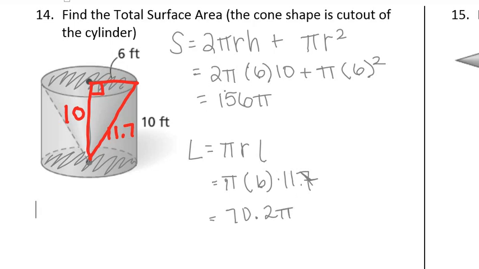So now the total surface area, we're going to have to add this surface area and this one right here because this is the part that we can touch. It's on the surface. It's on the outer part. So I'm going to put here S with the little t. The total surface area will be 156 pi plus 70.2 pi. And that ends up being 226.2 pi. Now, if you don't want to leave it in terms of pi, that's fine. You can just multiply by pi, which ends up being 710.6 about.